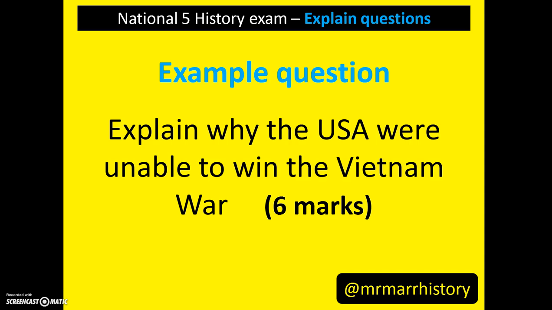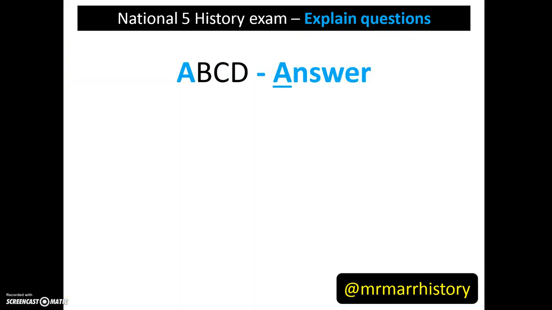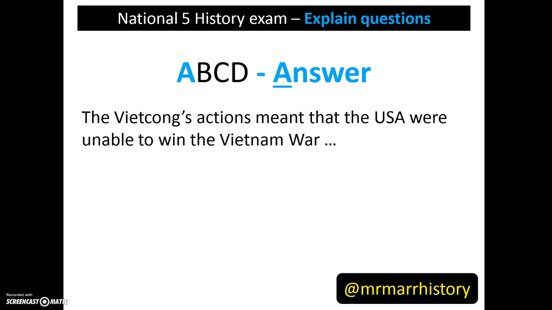Let's look at an example question. This one is drawn from the Cold War section, and it discusses the reasons that America were unable to win the Vietnam War. We begin using our ABCD method with the answer. Simply, the Viet Cong's actions meant that the USA were unable to win the Vietnam War, in other words, referring to the wording of the question.